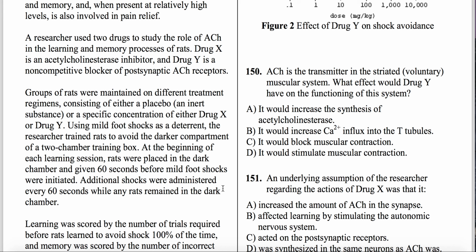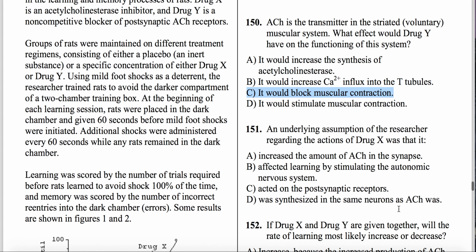So what would Y do? Well, Y is blocking the normal communication of that receptor, right? So it's not letting acetylcholine bind to that receptor. So would it increase the synthesis of acetylcholine esterase? No. Why would it do that? This doesn't make any sense. It would increase the calcium influx into the T tubules. No, actually it would decrease it, right? Or not necessarily decrease it, you just get it less often. So no. It would block muscular contraction. Sounds pretty good to me. You don't have acetylcholine binding to the receptors anymore. How are you going to have contraction? And D, it would stimulate muscle. Okay, that's the opposite. So this one's obviously C. It's a pretty easy question.